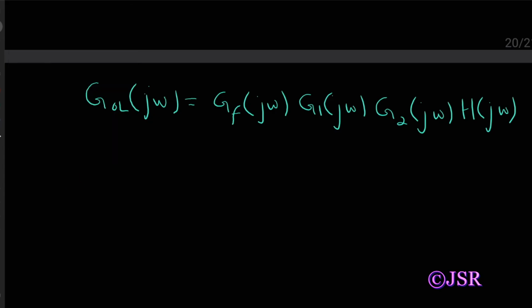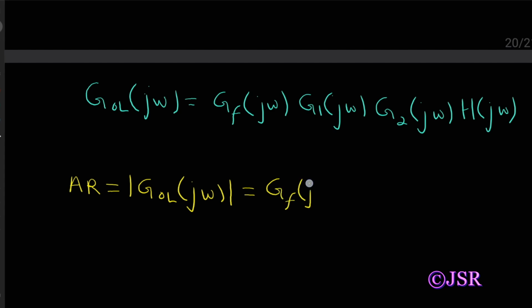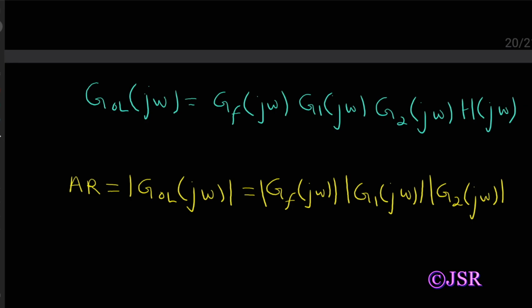So therefore the amplitude ratio will be equal to the modulus of the open loop GOL of j omega, which will be equal to GF of j omega, G1 of j omega, G2 of j omega and H of j omega.